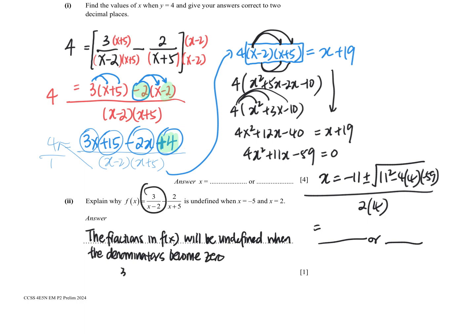Because you cannot afford to have 3 over 0 or 2 over 0. These are undefined. You cannot divide by 0. So these are the kind of explanation questions they expect you to know. Later for the algebra test, I hope you don't repeat the same mistake that I addressed here. Doesn't matter which one, if you put in here or here, one of it will become undefined. When one of it is undefined, the whole thing is undefined.